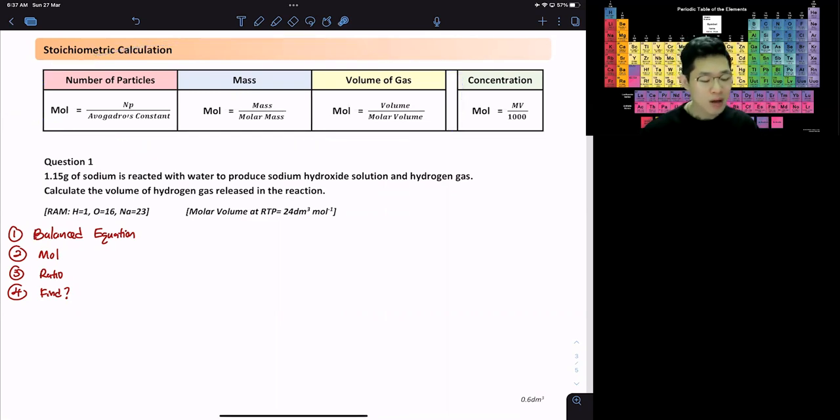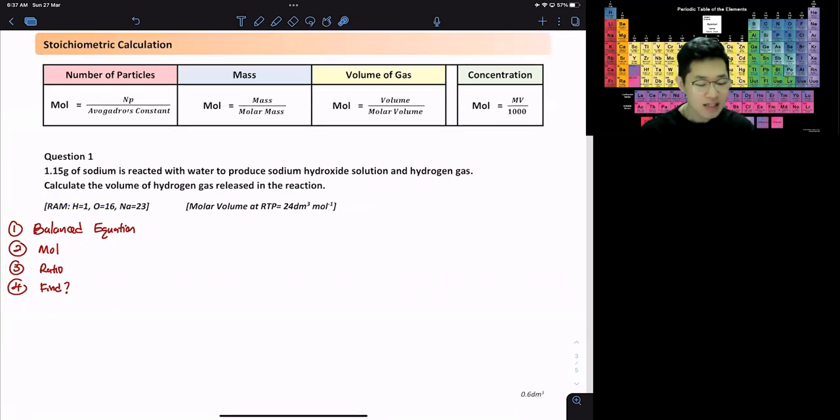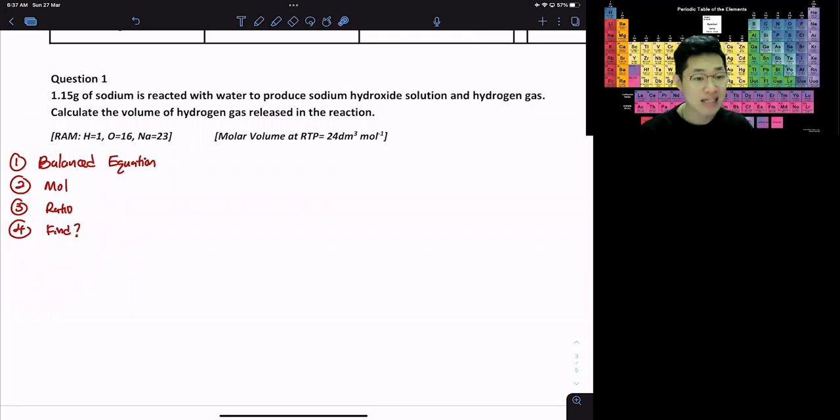Let's see, when you are given the questions, how to solve it. Just follow my steps and you will be able to get the answer. First, we have to write a balanced chemical equation. From the question, you see, sodium reacted with water, produced sodium hydroxide solution and hydrogen gas. So I will form my equation here.